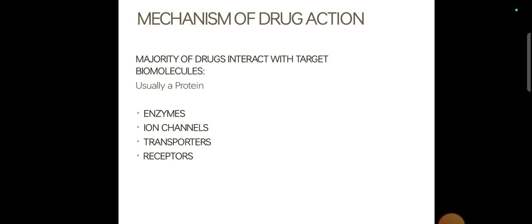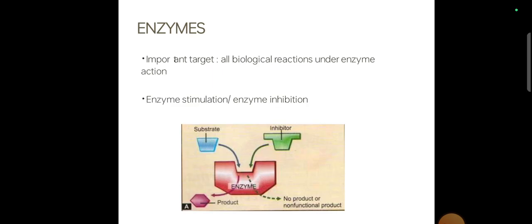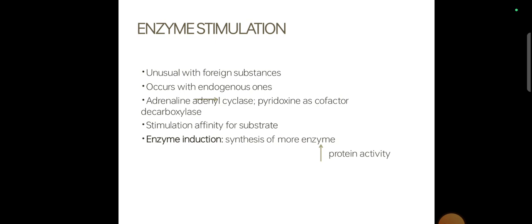The majority of drugs interact with target biomolecules, usually proteins: enzymes, ion channels, transporters and receptors. Action by enzymes: drug enzyme interaction is similar to drug receptor interaction. The drug resembles the natural substrate, binds to the enzyme and causes a change in its activity. This may take place by activation of the enzyme or by inhibition of the enzyme, and the combination of drug with the enzyme may be competitive or non-competitive.